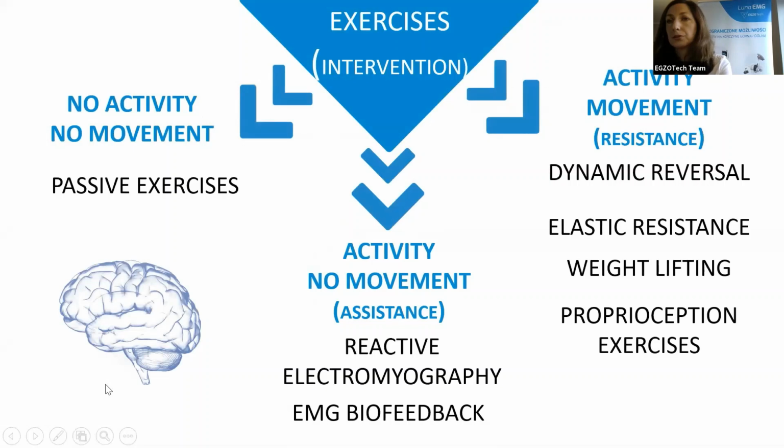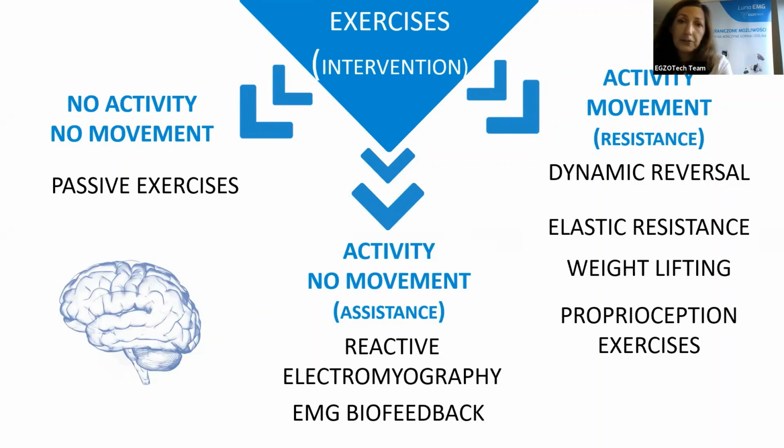Luna can also be used as an intervention, so we can have different kinds of exercises, different kinds of treatment for different kinds of patients. The first is when there is no activity and no movement, so we can use the passive exercise, and then we can observe whether the range of motion increased, whether the patient started to generate any muscle activity, whether the proprioception was a little bit better.